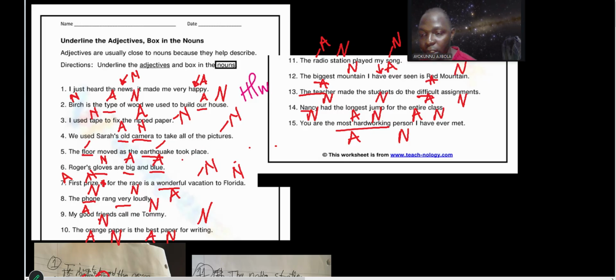The fifth one, are you getting it? Floor is what? And the fifth one is a noun, okay? Then earthquake is also a noun there. Place, that took place. It's not talking about a place, so we can't really pick it as a noun. Do you understand? Roger's glove. The glove is a noun, but because it's Roger's, we can say Roger's becomes the adjective there, identifying which glove. Then big and blue are adjectives. Okay?